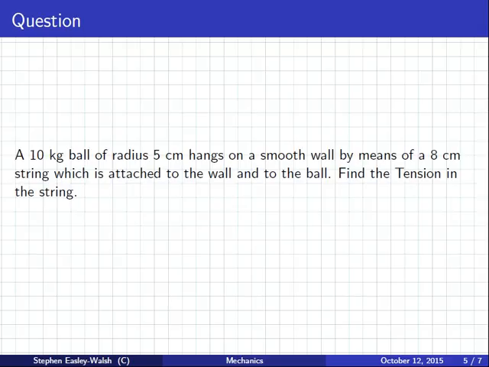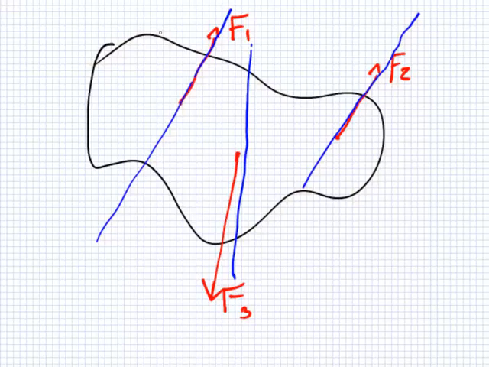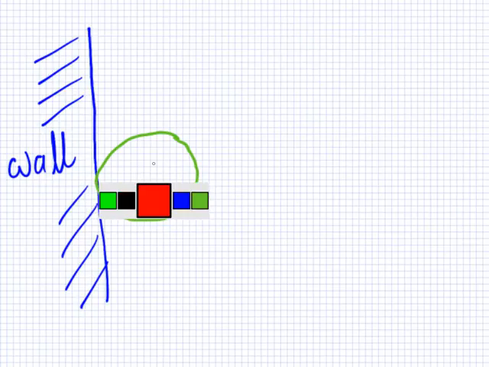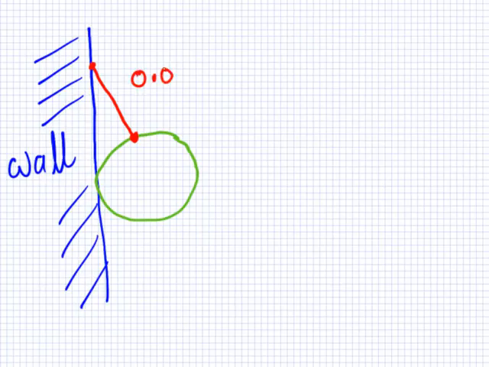A 10 kilogram ball of radius 5 is hanging on the wall with an 8 centimeter string. So what you've got here is your ball, and it's hanging on the wall, and there's a string here, and it's 8 centimeters, so that's 0.08 meters, and the radius here is 0.05, so this distance here is also 0.05, yeah.